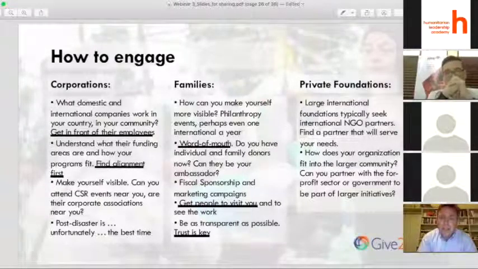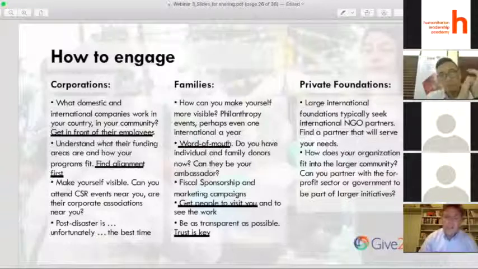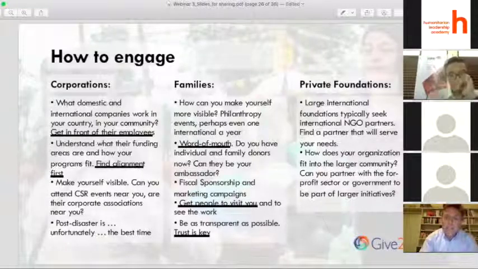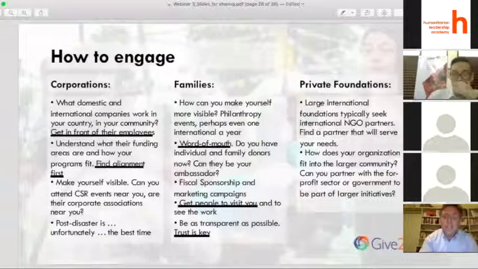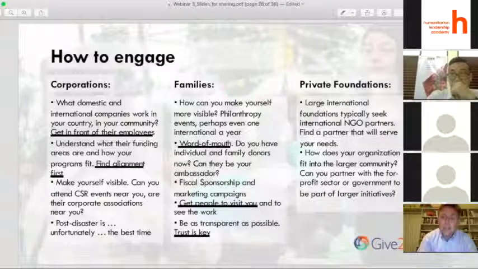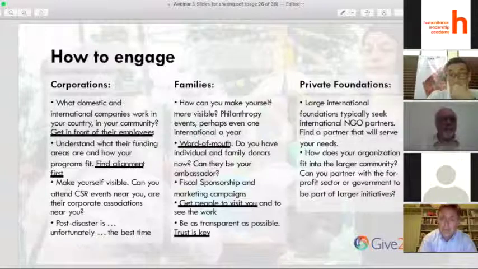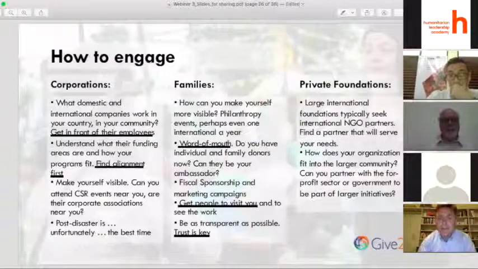And then finally, with the private foundations, again, as I mentioned before, we find that the larger international foundations typically seek international NGO partners to work even at the local level. And so you may want to identify an INGO who you can partner with, who understands you, understands what your priorities are, understands how you work and how you could be best served, and they might be able to also get you in front of some of those larger private foundations.